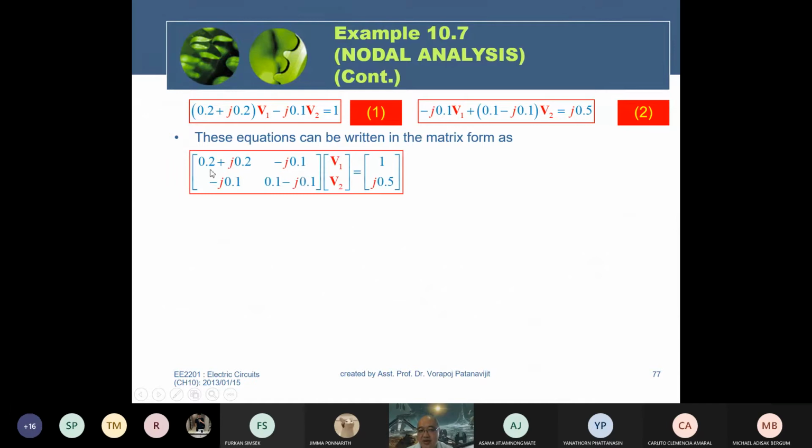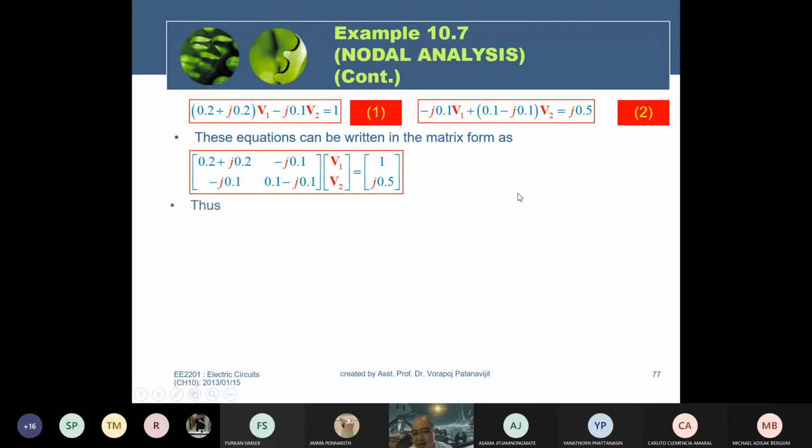You can formulate them into this matrix form. This equation can be written in the matrix form as here. The coefficients of V1 and V2 are here: 0.2 plus 0.2j, then minus 0.5, minus 0.1, minus 0.1j. The first equation equals 1, and the second equation is here.